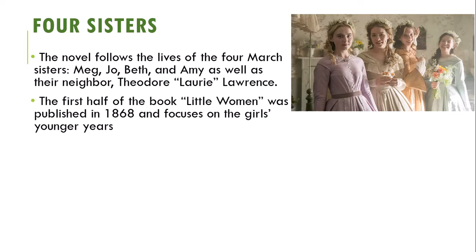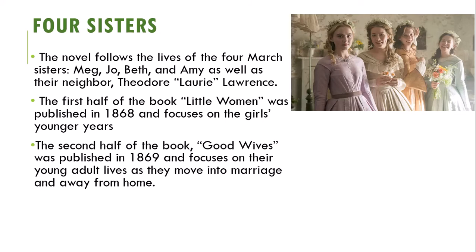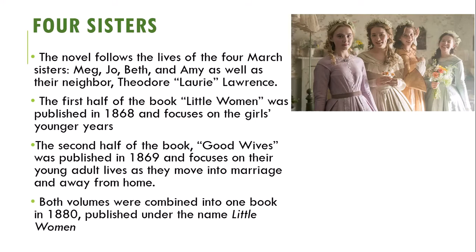The first half of the book was called Little Women and was published in 1868. It focused on the girls' younger years. The second half of the book, in some countries where it was published, was called Good Wives, even though the author didn't really want it to be called that. That was published the following year. That focused on the young adult lives of these young women as they moved into marriage and away from home. Both volumes were combined into one book in 1880, and then they were published under the name Little Women.